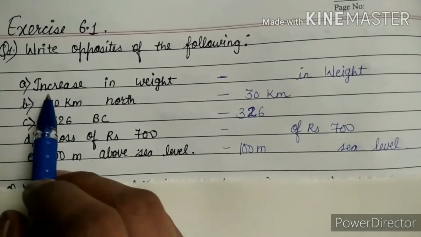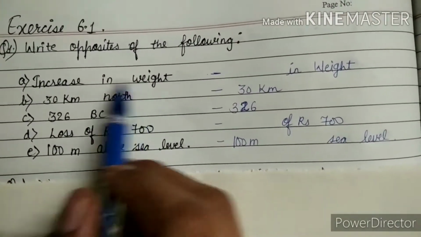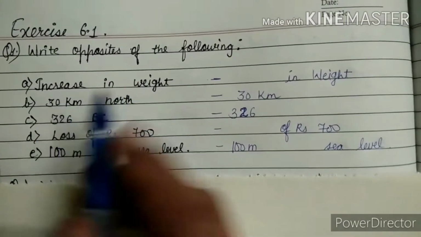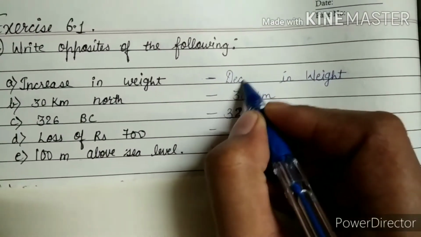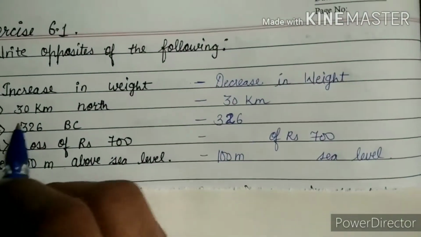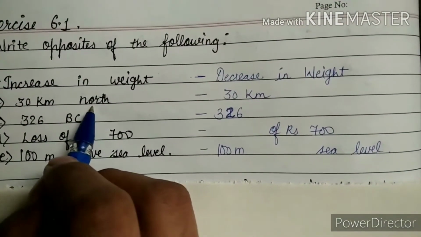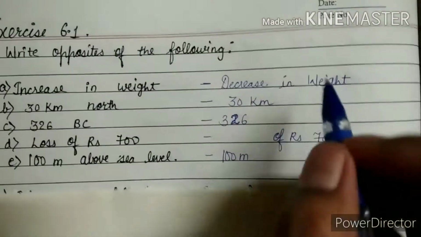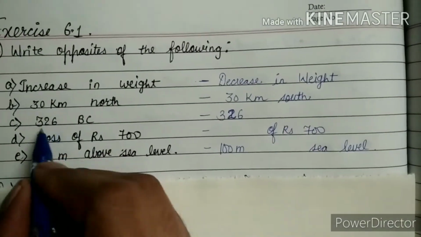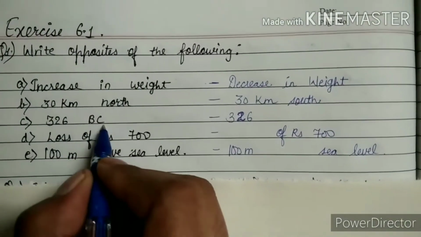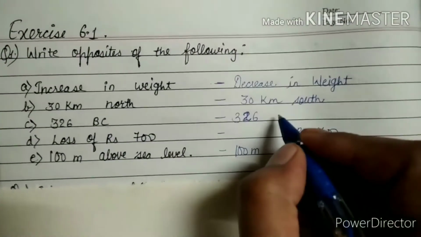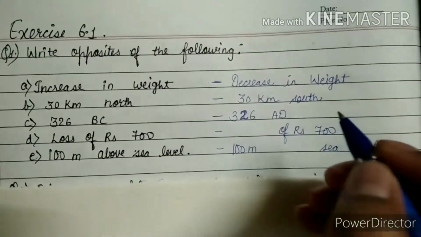So A, increase in weight. Weight is increasing, so the opposite of this is weight is decreasing. So here, decrease in weight. Okay. Now 30 kilometer north. North's opposite is south. So here 30 kilometer south. Now C is 326 BC. BC means before Christ, so the opposite of before Christ is AD, Anno Domini.